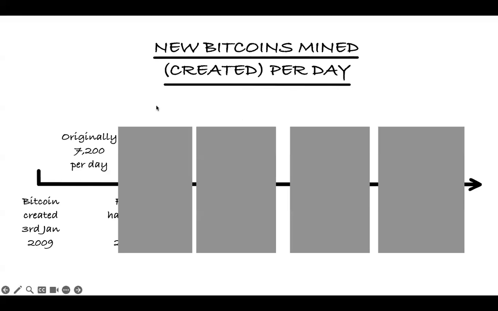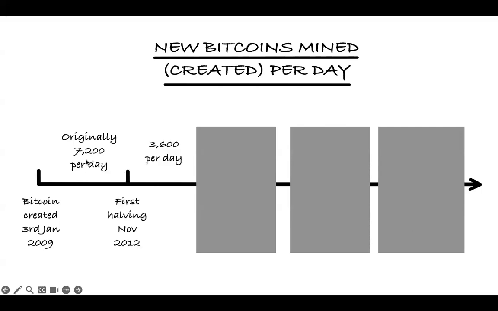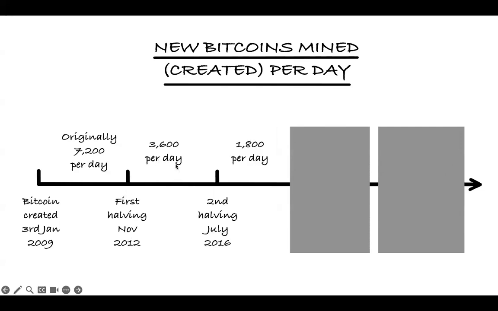So if we look at this from the mining perspective, we know that new Bitcoins are mined, or as we say, created every day, right? Originally, back in 2009, there were 7,200 Bitcoins per day. We had the first halving in November 2012, and then the amount of Bitcoins created every day went to 3,600. The second halving happened in July 2016, so the amount created each day went from 3,600 to 1,800 per day.